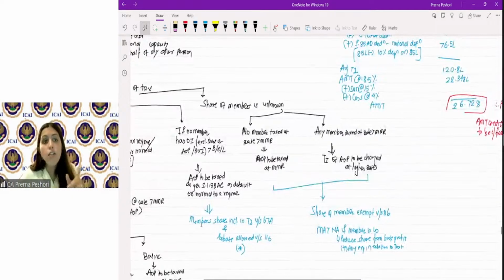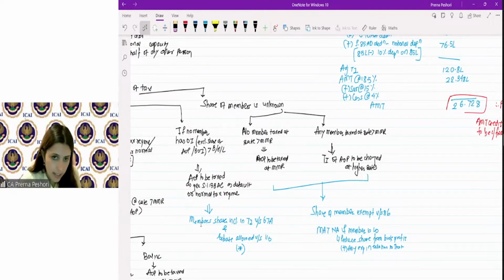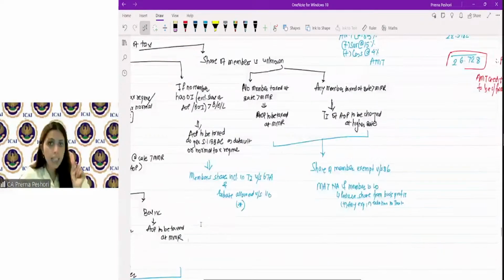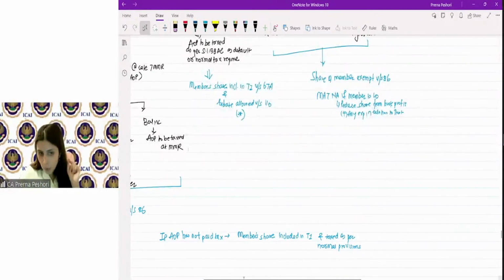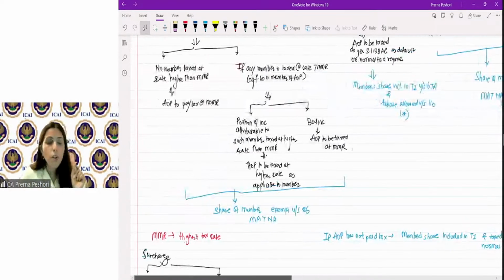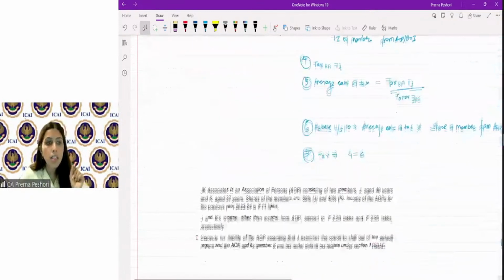And in case the share of the members are unknown, then if no member is taxed at a rate higher than MMR, then AOP is to be taxed at MMR. In case any member is taxed at a rate greater than MMR, then the total income of the AOP is to be charged at that higher tax rate. But the share of the member will be exempt under 86 and that will also be excluded from the book profit. Right? So we'll solve a question on this.